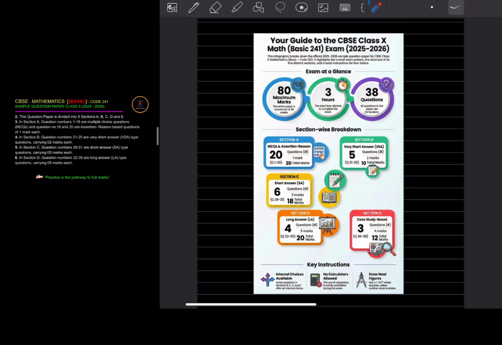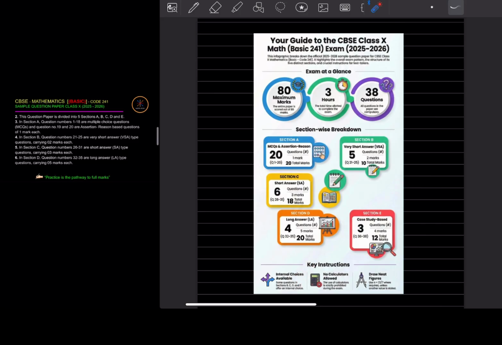Then in section B, there will be a total of 5 questions, of 10 marks, which is 2 marks each. Section C will be of 18 marks, with a total of 6 questions of 3 marks each. Then section D is going to be of 20 marks, with a total of 4 questions of 5 marks each. Then section E is going to be of 12 marks, with 3 questions of 4 marks each. And of course, there will be some internal choice. You can just have a look at the paper.